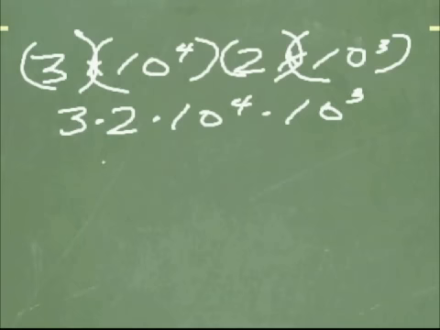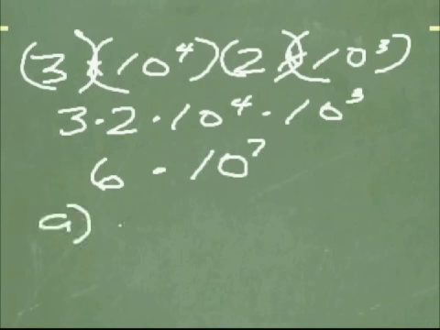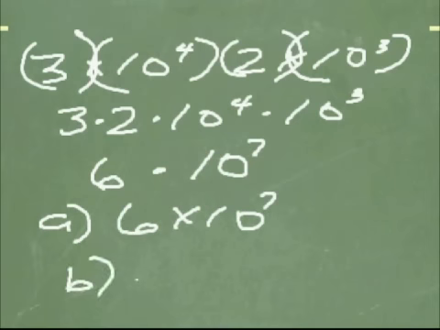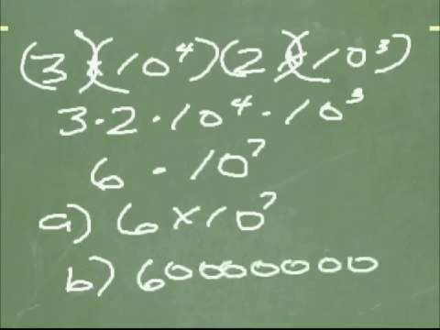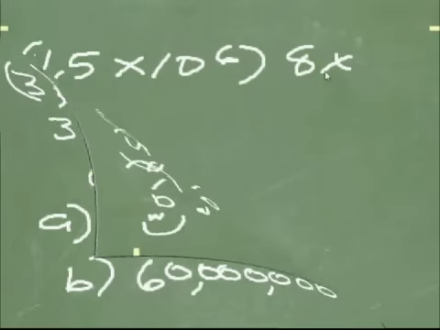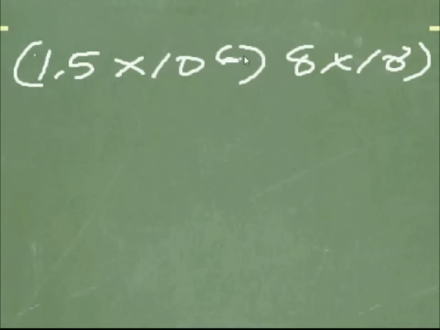Doesn't matter when you multiply. And now 3 times 2 would be 6. We can do some of this in our heads. We add the exponents. We get 10 to the 7th. And then we can rewrite it pretty quickly in scientific notation. 6 times 10 to the 7th. And if you had to write that as a decimal, that'd be a 6 with 7 zeros. Click pause now. See if you can work this one out on your own.